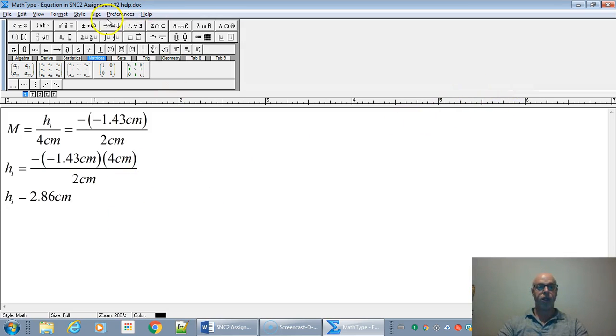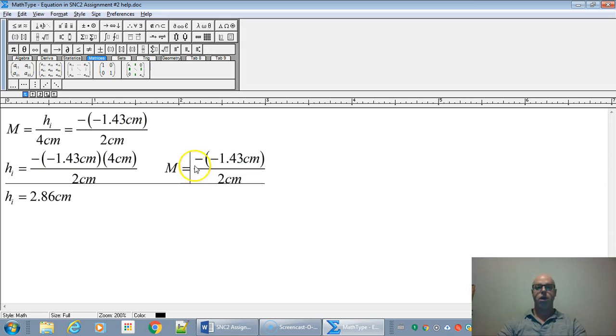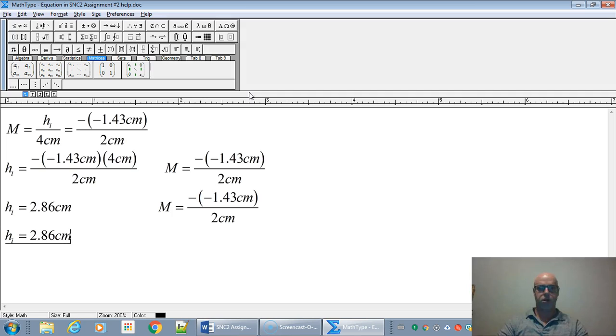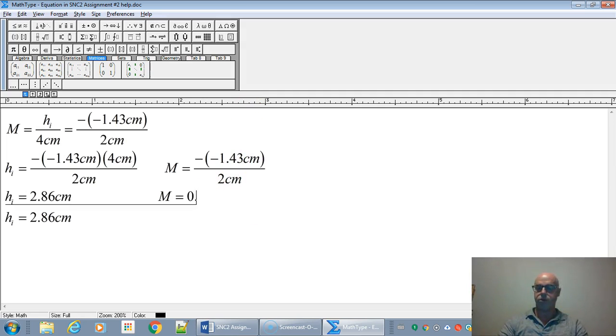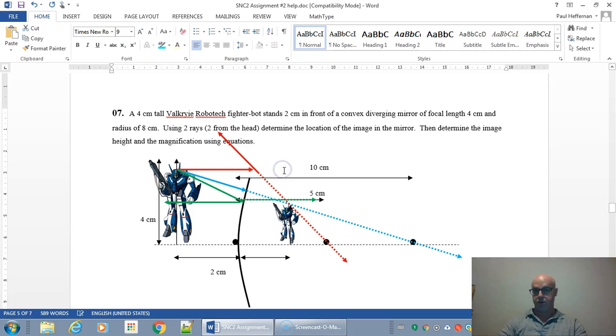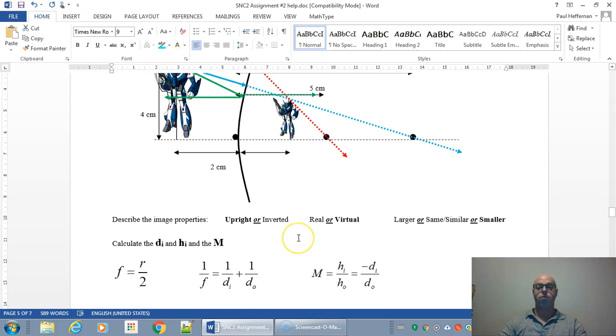Now to get the magnification, I just have to grab part of the formula. Just grab this part right here. Okay. So we got negative 1.43 divided by 2, and that works out to 0.71. So the magnification is going to be 0.71. So just write that down, 0.71 times, or approximately 71% of what it used to be. And that looks about right. Okay. And there you go.